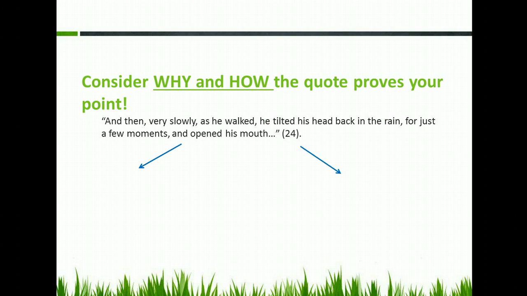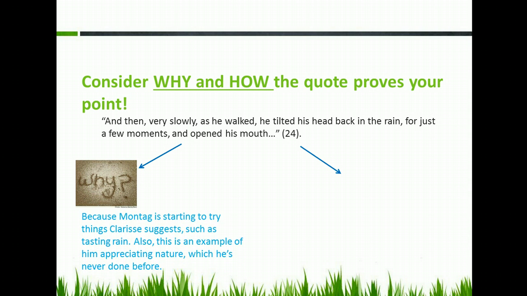So I want you to consider the why and the how the quote proves your point. So here we are back to these why and how questions. So why does the quote, "And then very slowly as he walked, he tilted his head back in the rain for just a few moments and opened his mouth," prove that Clarice causes him to change? So my answer: because Montag is starting to try things Clarice suggests, such as tasting rain. Also, this is an example of him appreciating nature, which he's never done before meeting her.